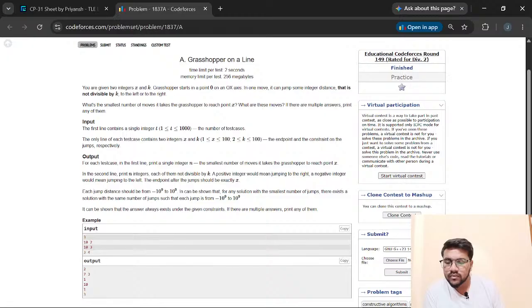Or to the right. Take 10 and 3, or 4 and just 4. Okay, basically if the second number is not equal to the first number, then we directly print the output: 1, and then the number itself.